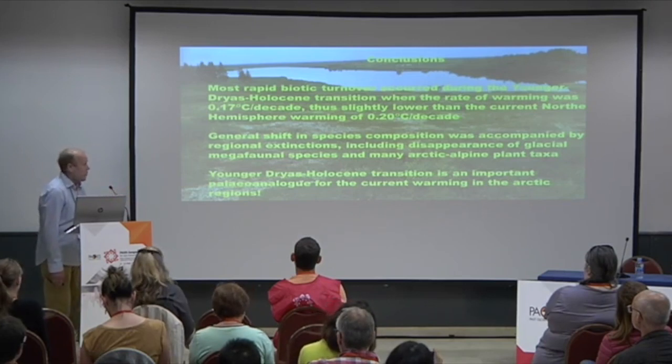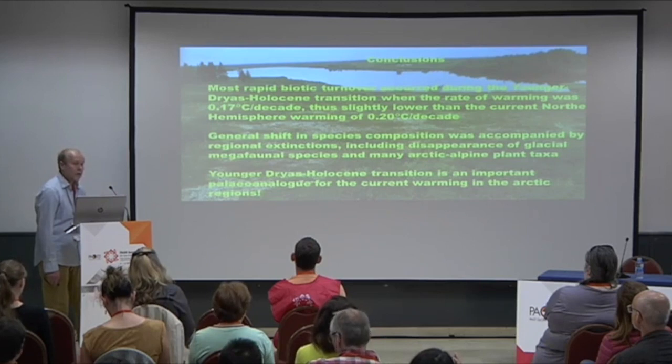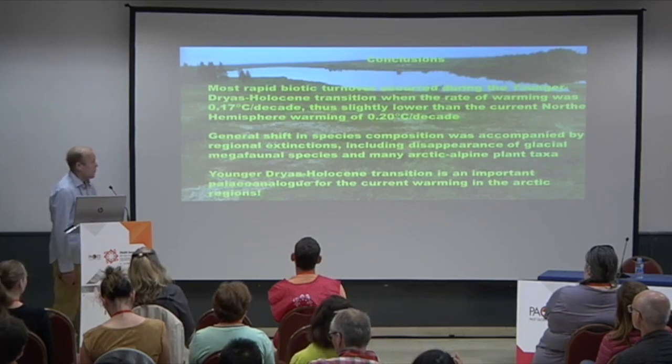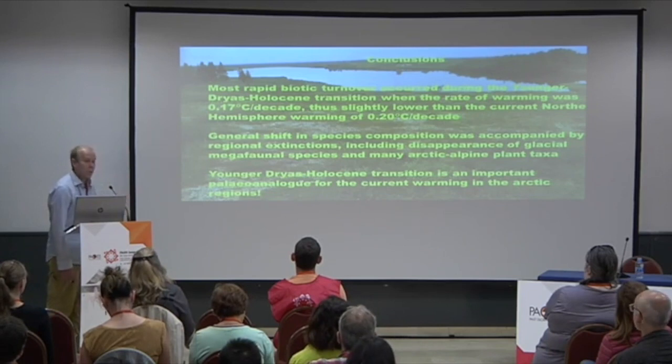Associated with this general species composition shift were regional extinctions, very conspicuous regional extinctions, including, for example, mammoths and many, many Arctic alpine plant species.